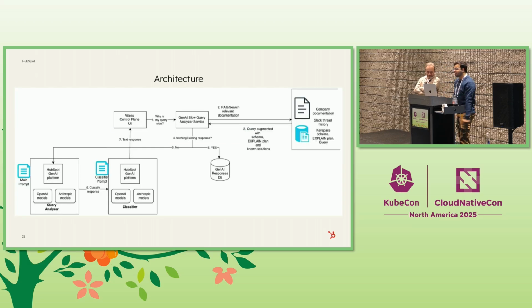And this is how the architecture looked like. From that UI that you saw in the demo, it hits our GenAI service, a brand new service that we all love building, and host it on Kubernetes. It then uses RAG, which is retrieval augmented generation. You all know by now. And so it fetches existing Slack threads where we have solved similar problems. It fetches our documentation. It fetches the schema, the query plan, and everything. It then enriches your prompt with everything, and then gives it to the LLM and says, generate the response.